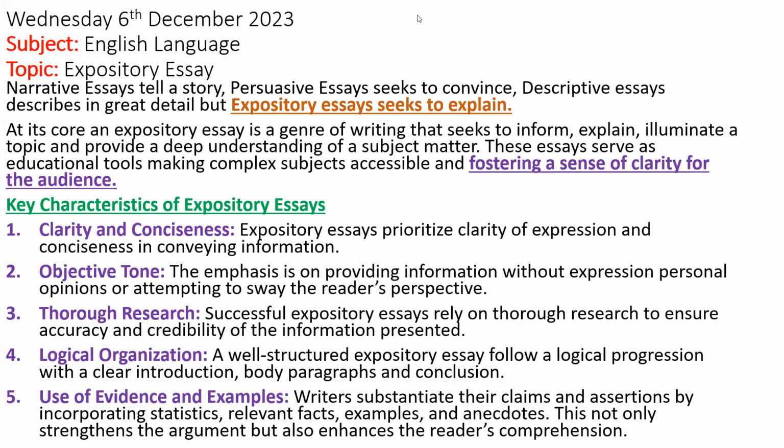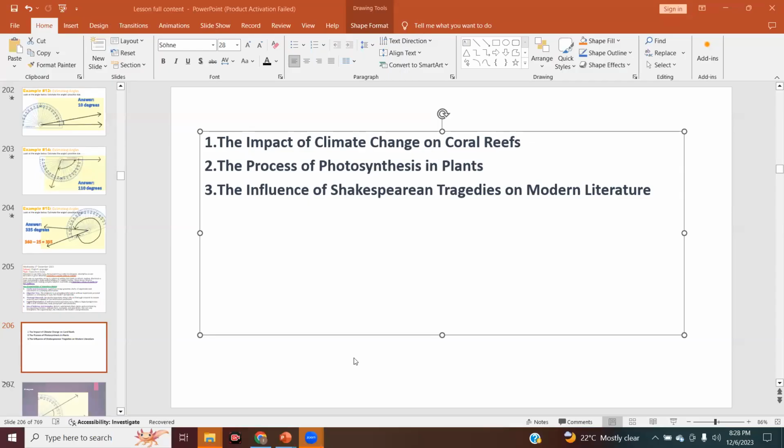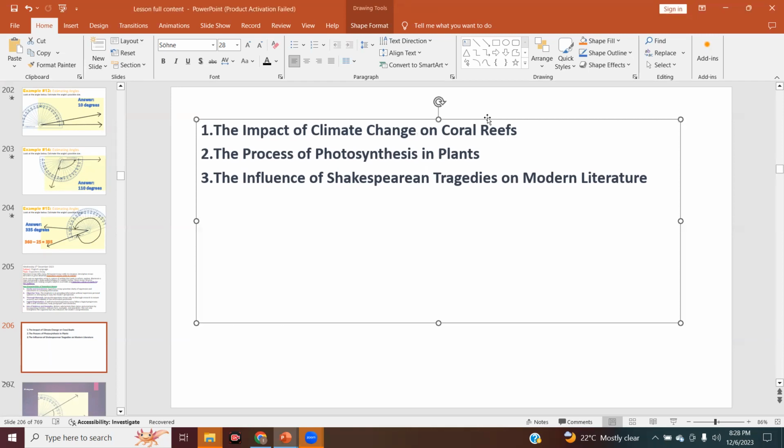So if we are looking at expository essays, let me give you three examples. Three should be sufficient. If I want to talk about the impact of climate change on coral reefs, that would be an expository essay. If I want to talk about the process of photosynthesis in plants, that's an expository essay. If I want to talk about the influence of Shakespearean tragedies on modern literature, that is also an expository essay.